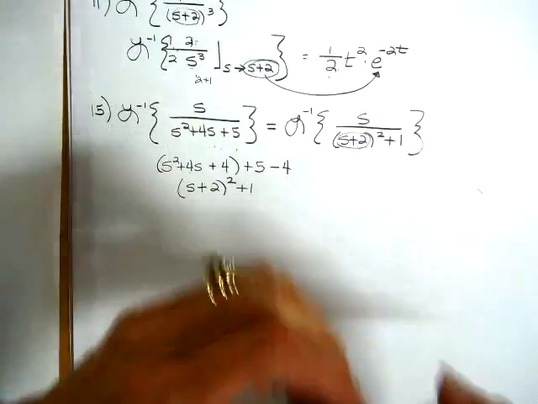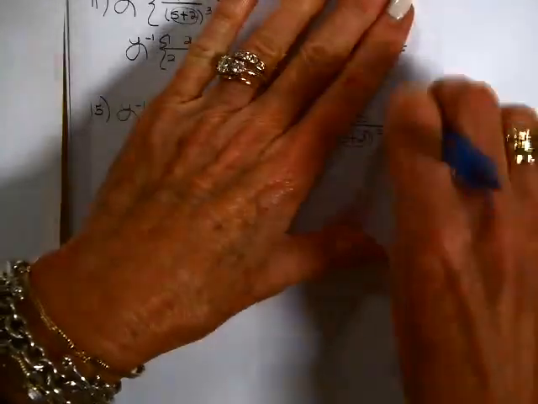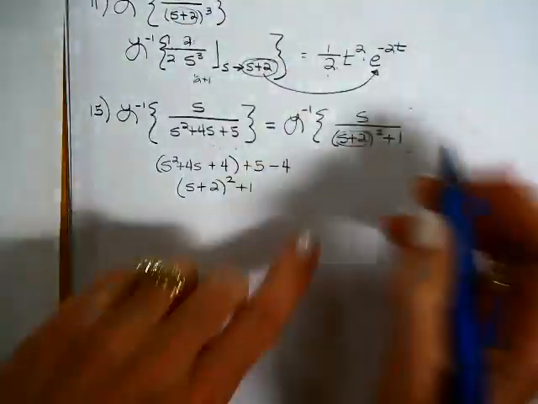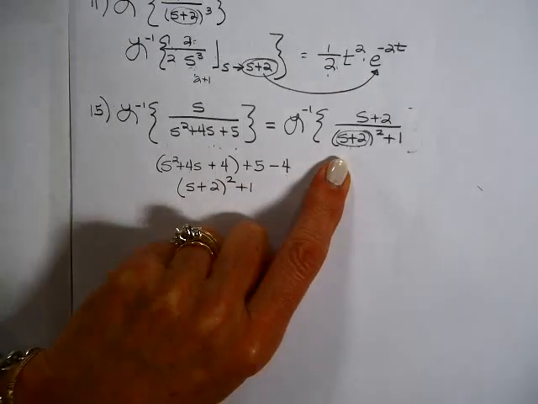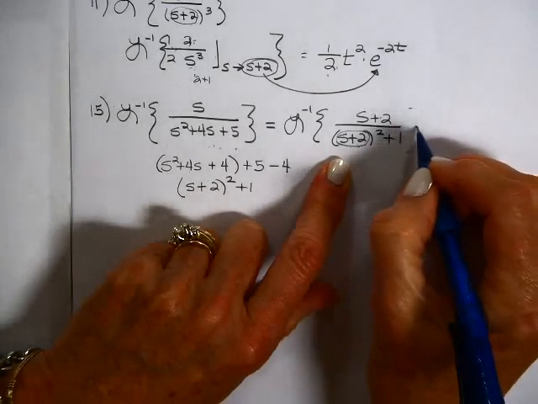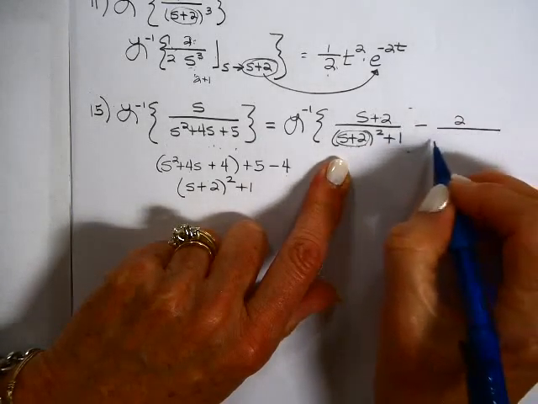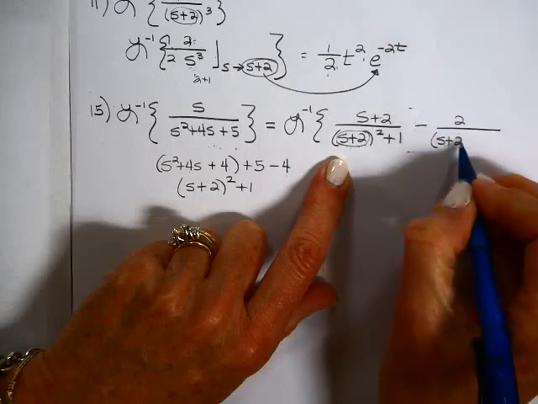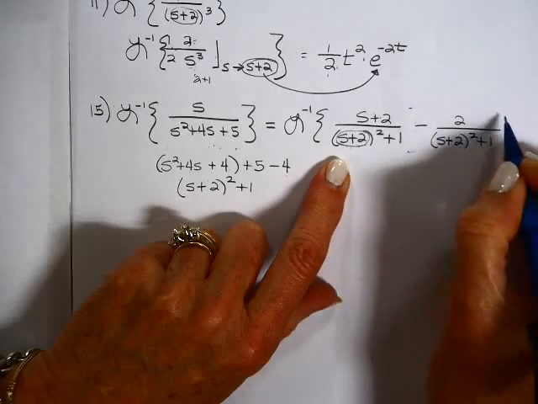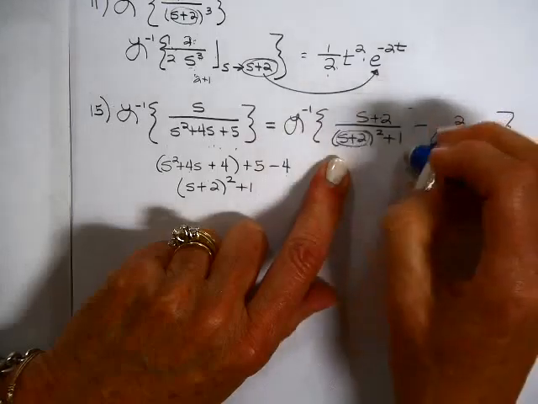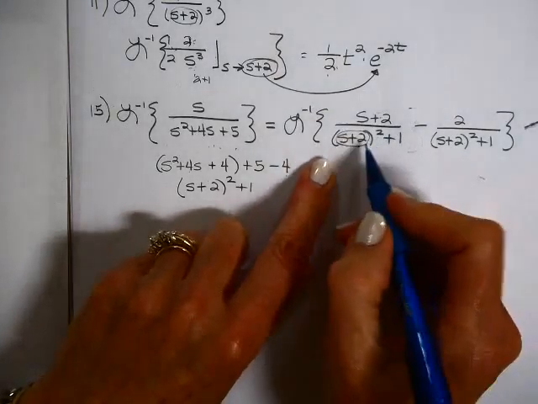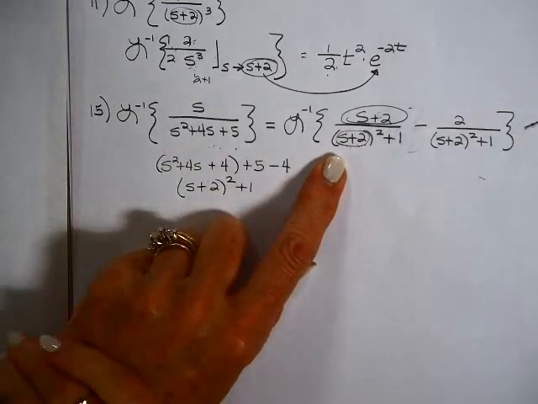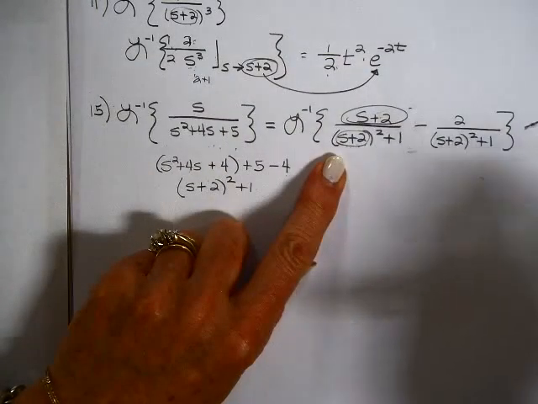So to make it match, I can add a 2 right there. But if you add it, you got to take it away. So I'm going to take it away on a whole other fraction with the same denominator. All right, do you understand what I did and why I did it? This has got to match that for the top. If you've got an s, you have to have s plus 2 everywhere.